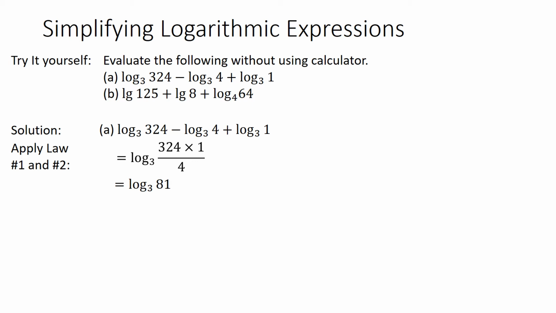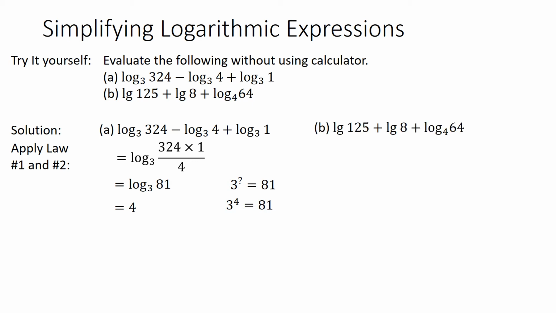Now, what's the value of log 3 81? So we can interpret it as 3 to the power of a number equals 81. What is this number? It is 3 to the power of 4 equals 81. Hence, log 3 81 equals 4.